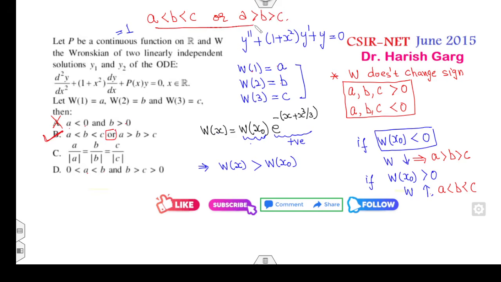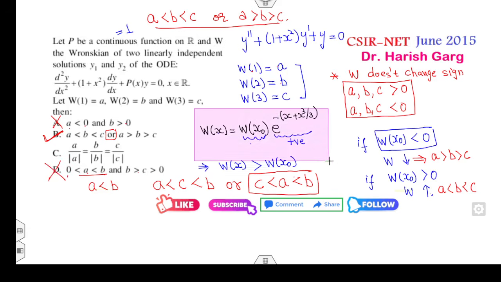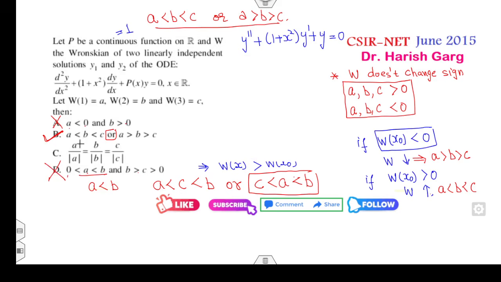Now, if this condition is satisfied, you can see the last case, a less than b and b less than c. That means it will look something like this, or like this. But that is not possible, because the sign has changed here. That's neither increasing nor decreasing. So option D is cancelled out. Now look at option C. What is the sign of A over A mod? It is plus or minus 1. Similarly, B over B mod is plus or minus 1, and C over C mod is plus or minus 1. They are the same. So B and C are the right answers of the problem.